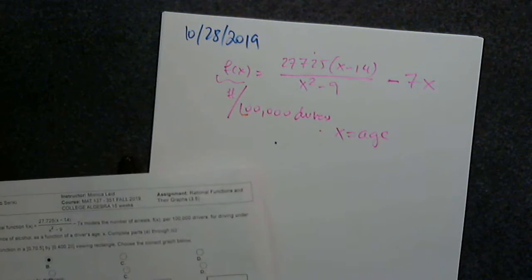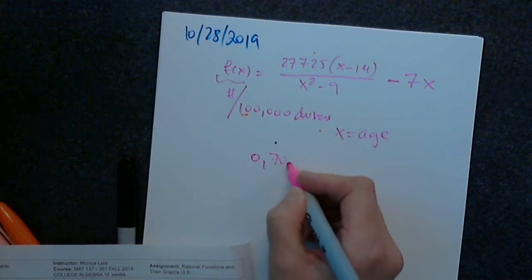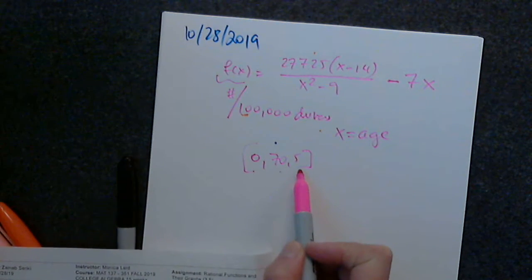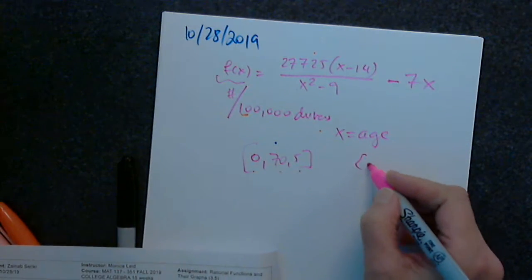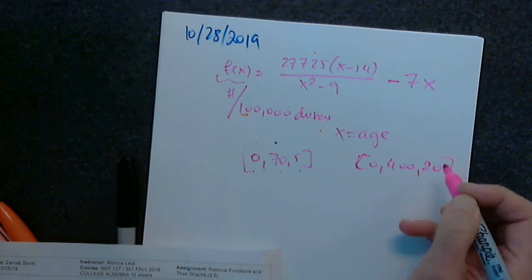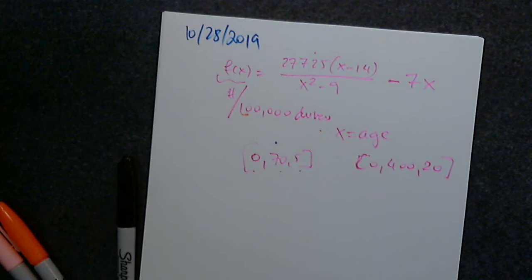So we are given, I'm just going to copy this for everyone to have it, 0, 70, and 5. This is the x minimum, maximum, and the unit. And 0, 420, minimum, maximum, and the unit. So that's what we're going to do with the graphing calculator.